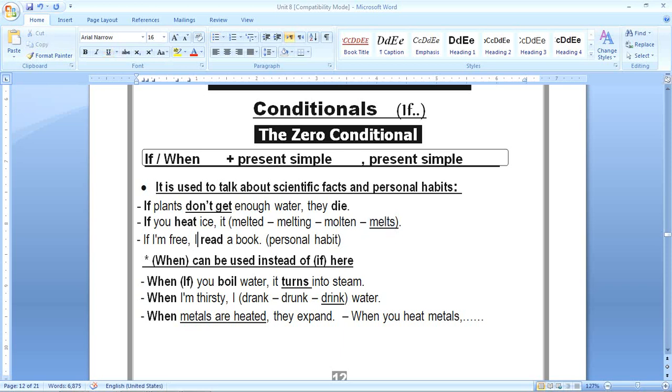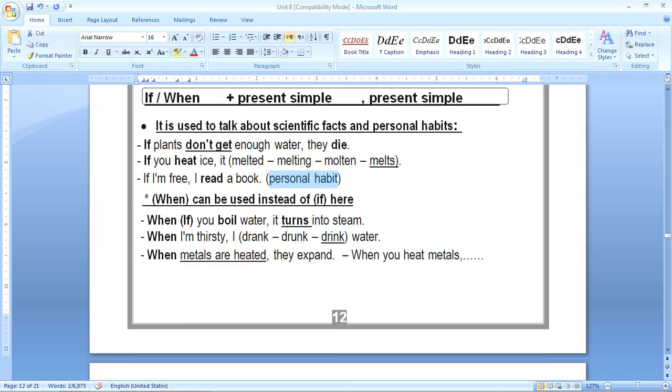Okay, let's take another example. If I am free, I read a book. This is a personal habit. As I have just said, you can use the zero conditional to talk about personal habits.